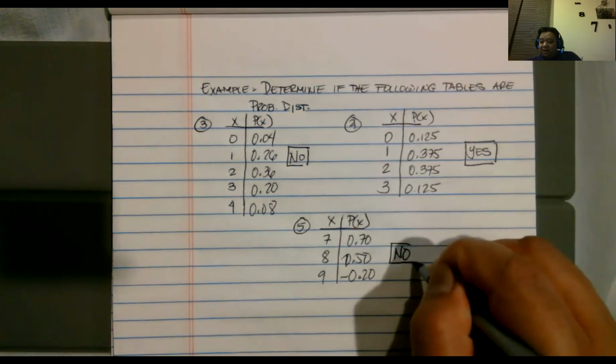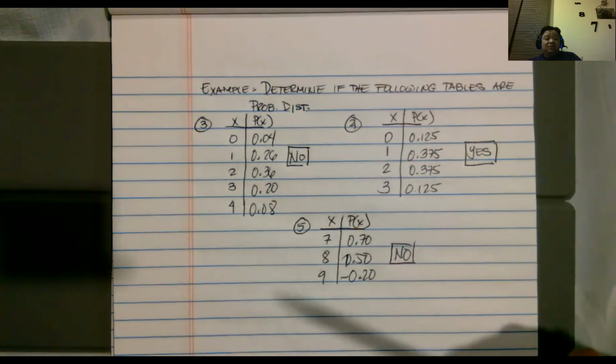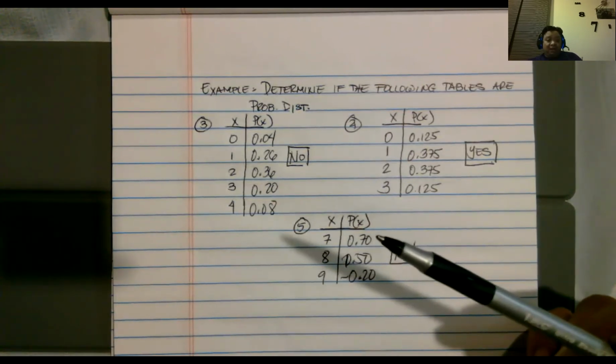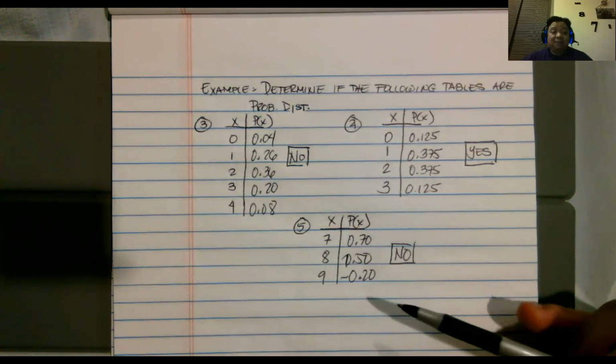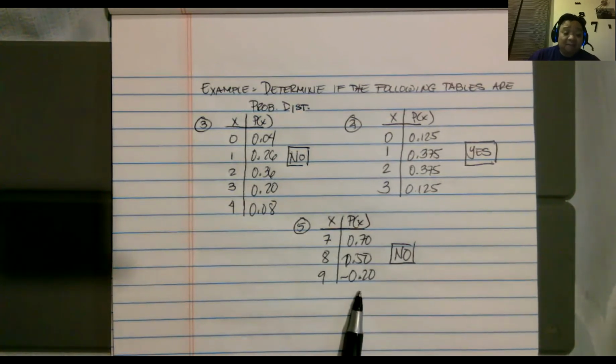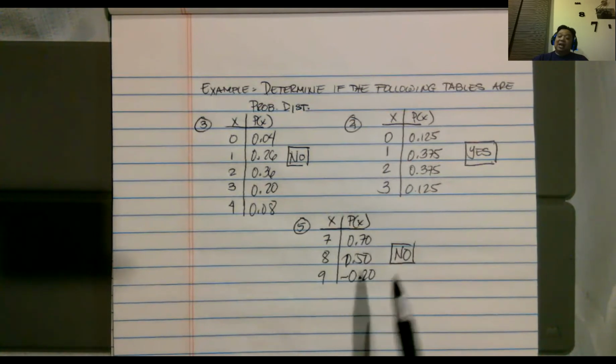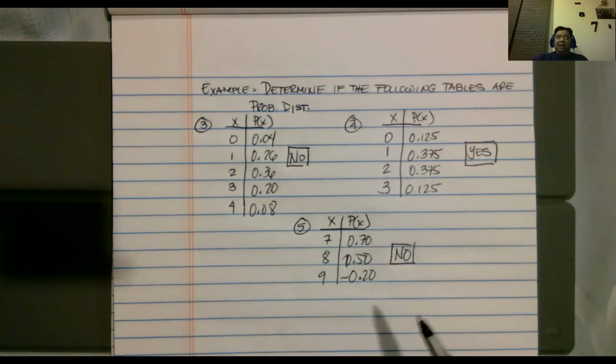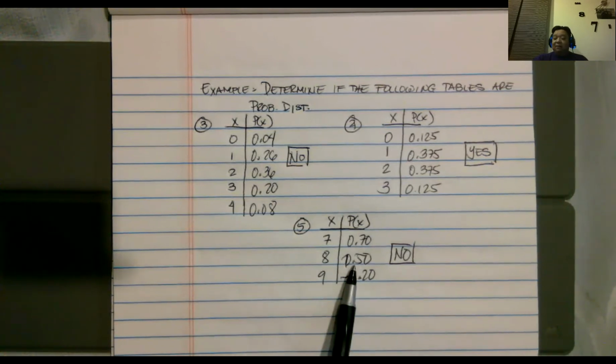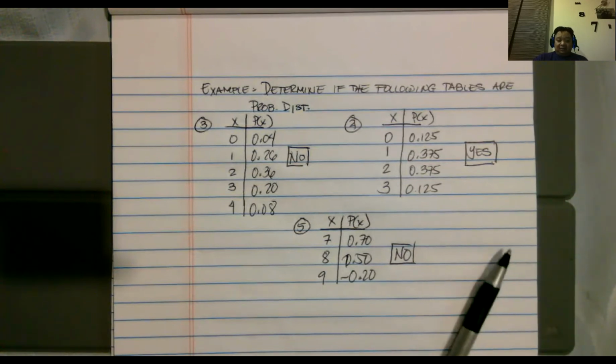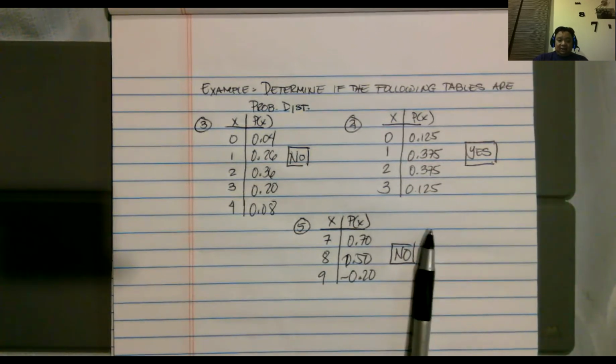Okay, and the reason for number 5 is it fails the first property. So remember, all probabilities have to be between 0 and 1. Negative 0.20 is not between 0 and 1. So hence, this one is not a probability distribution. So it's not about just adding everything up and the sum should be 1. The other thing is that all probabilities have to be between 0 and 1. So that's why number 5 is a no. Okay. Any questions on that? Any questions on it?